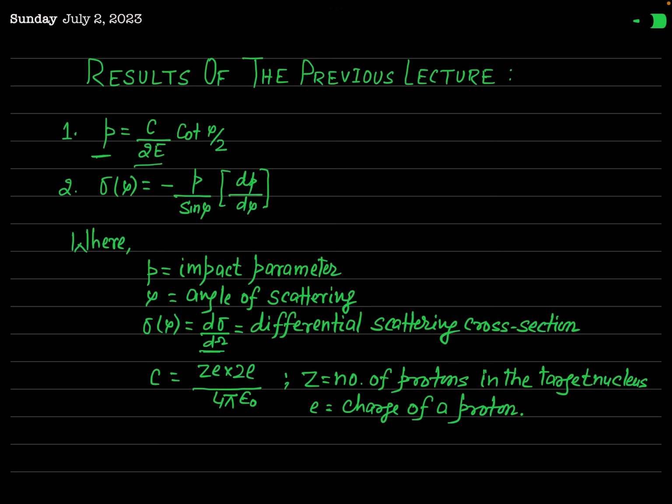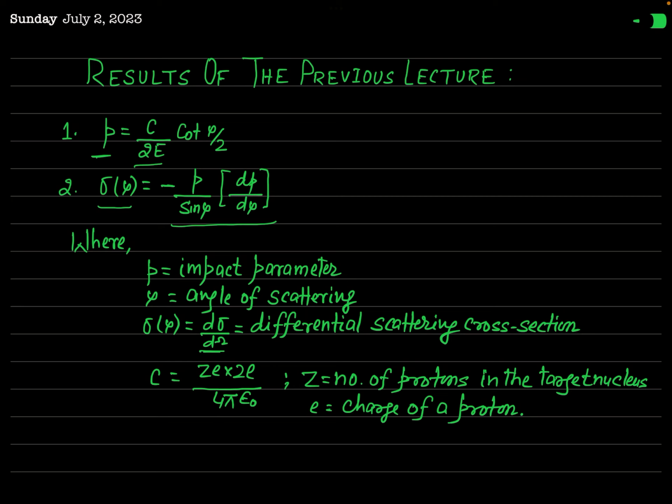What is this differential scattering cross section, and how is this expression which I have mentioned here obtained? You have seen in my first lecture on this scattering theory that sigma phi is equal to minus p over sine phi times dp by d phi. Actually here this minus sign has been imposed as with increase in phi, p decreases, or you can say with increase in p, phi decreases. So this minus sign has been used.